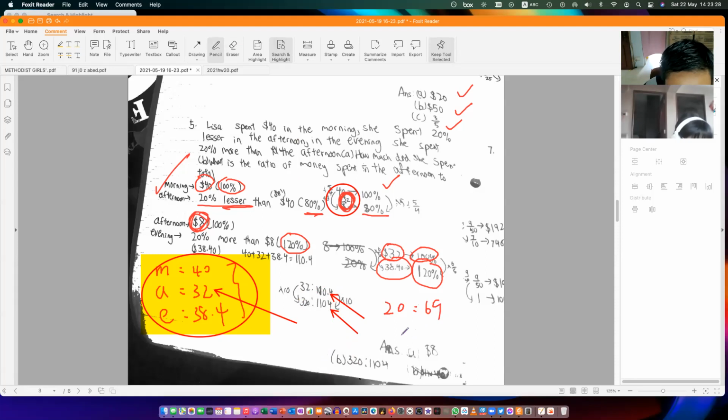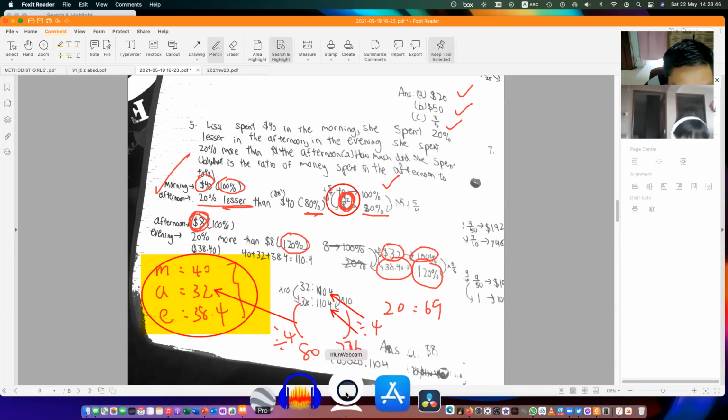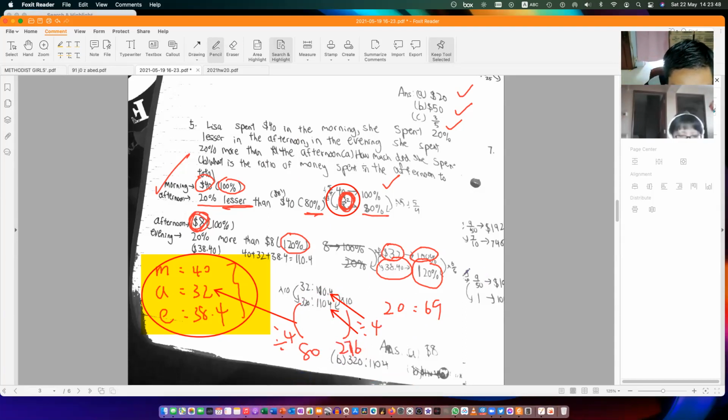I am so confused. 320 divide by 4, and then 1104 divide by 4. Okay, then you get 80 to 276. Continue. Then you divide by 4 again. Okay, good. Now it makes sense.